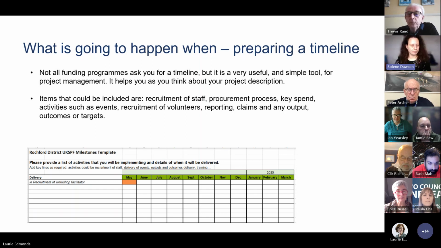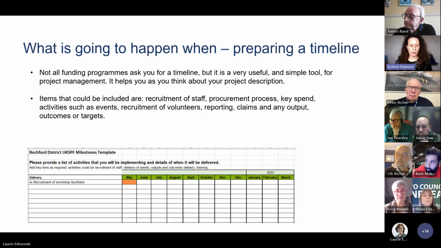This is your timeline. So as you're doing your budget, I would suggest you do your timeline as well, because it really helps you to identify the steps in your project. This is where you will explain what you're going to deliver when. For instance, if I need a new member of staff, when am I going to start the recruitment process? Sometimes it can take a month or two. What are my key spend activities, such as events, the recruitment of volunteers, when I'm going to report for the expenditures as well, and when am I going to achieve my outputs and targets?